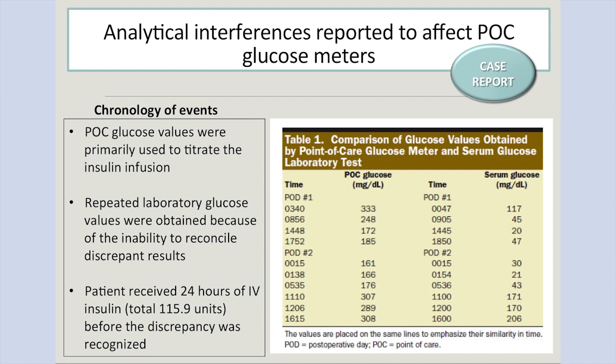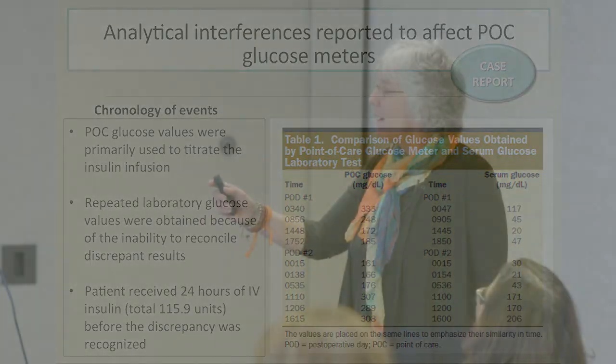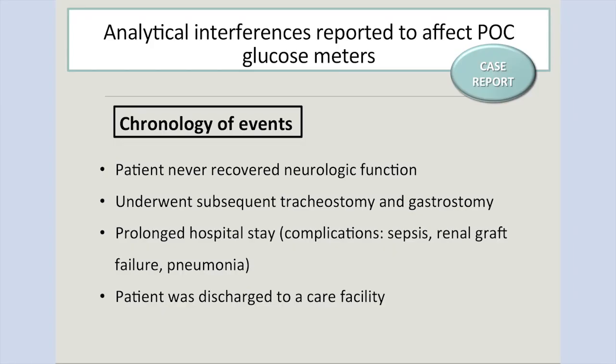They figured that the patient had received this number of units of insulin before they recognized the discrepancy in the glucose results and the problem with the glucose results. So what happened with this patient? Well, actually, the patient never recovered from the neurologic issues. So this was a problem. Underwent other treatments, prolonged hospital stay, and this patient was discharged to a care facility.